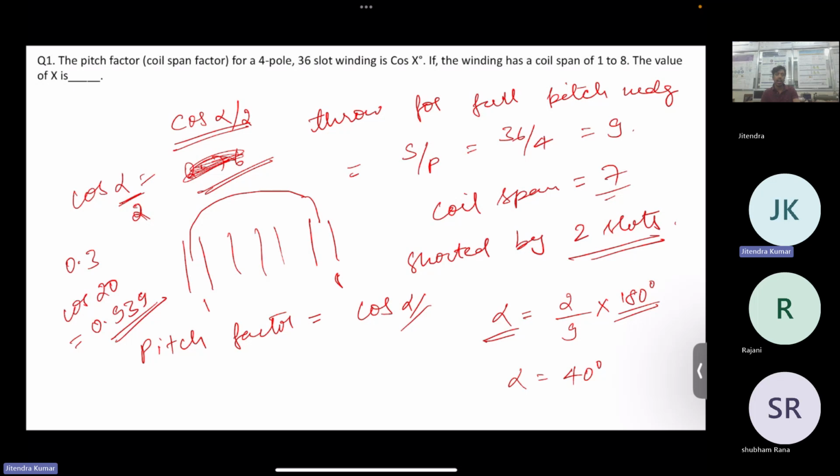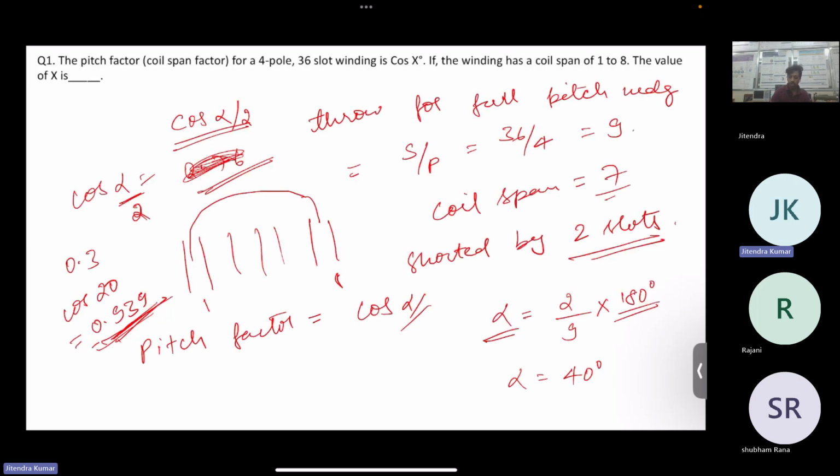So the pitch factor should ideally be higher than 0.9. So it seems to be correct. If you are getting a very poor pitch factor, then be cautious. Generally, the pitch factor lies from 0.9 to 0.95, 0.96, as just now what I saw, right? So any doubt in this problem?